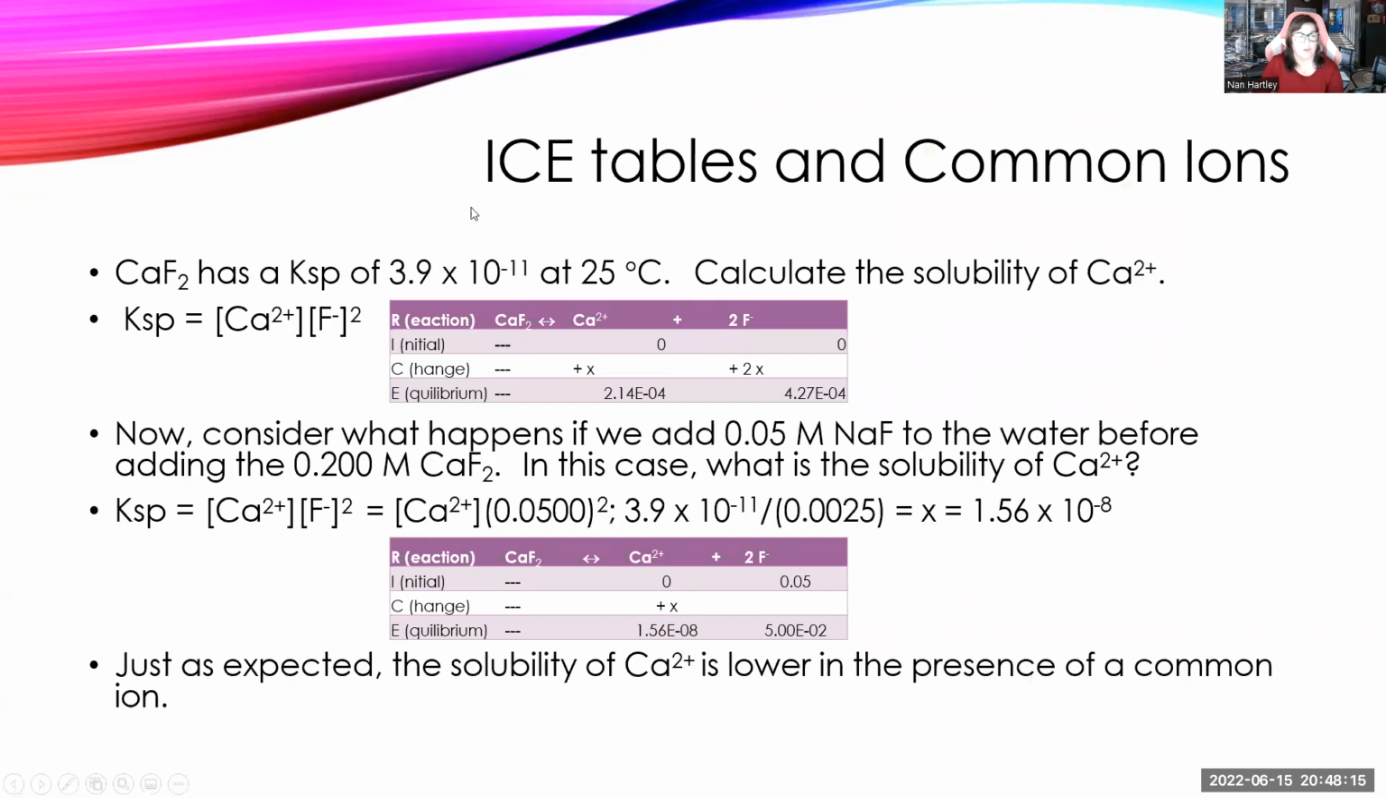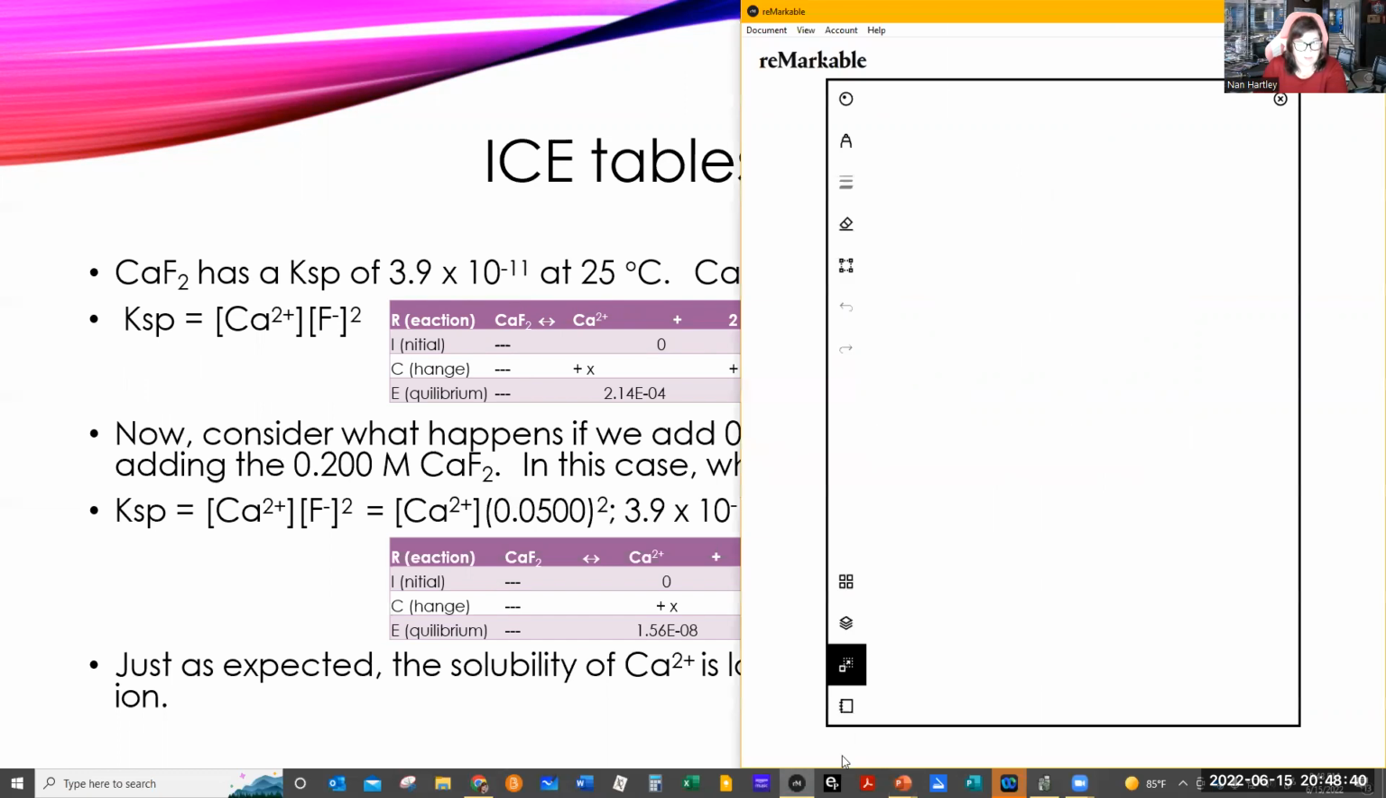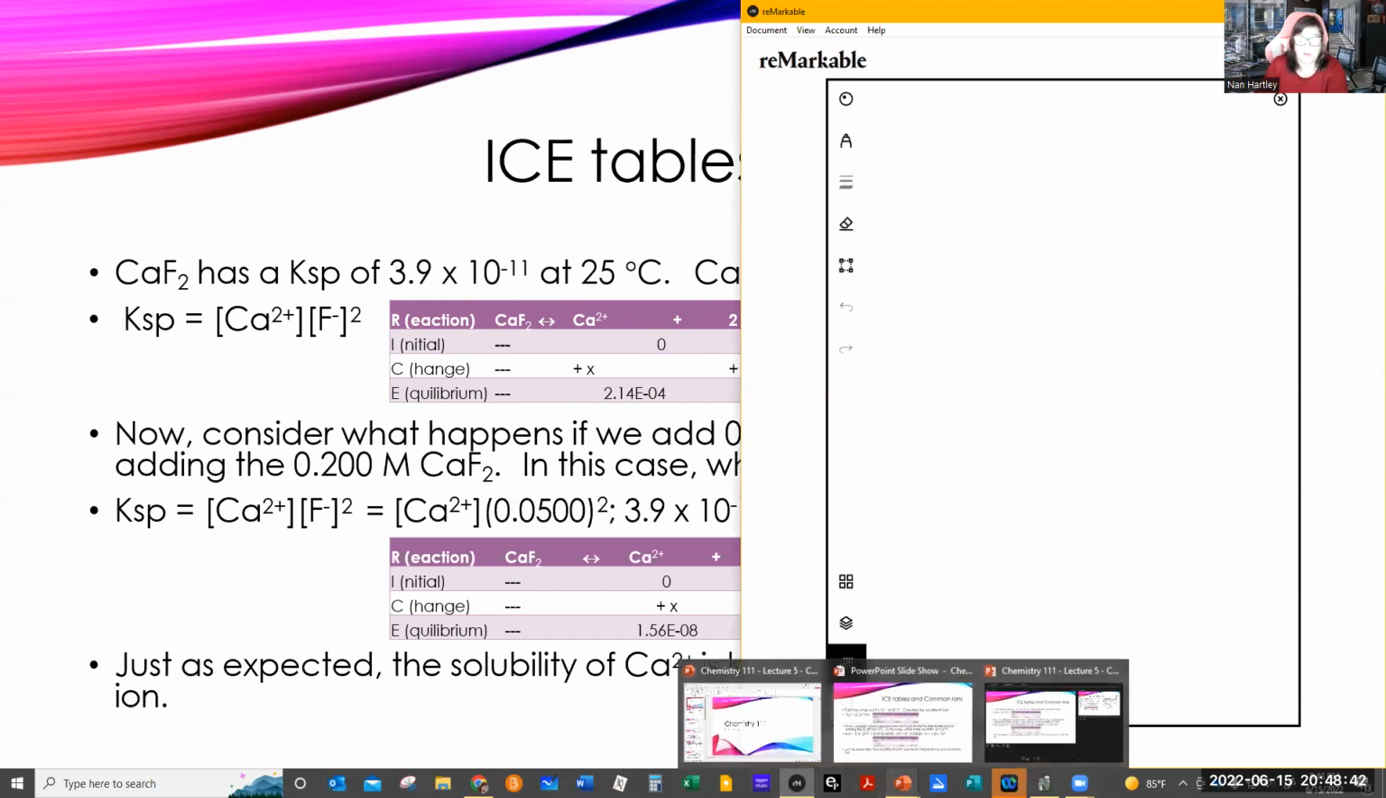So the next thing we're going to look at, this first ice table represents CaF2 with just pure water. So we're looking at CaF2 with a KSP of 3.9 times 10 to the minus 11th at 25 degrees. We want to calculate the solubility of Ca2 plus, given this KSP expression, and given our conditions that we're looking at. Now, I'm going to go ahead and share with you my fancy piece of paper so that you can see what I'm writing down when I go to solve this.